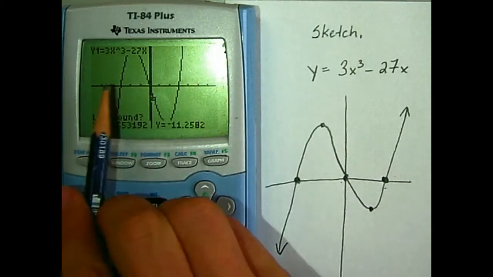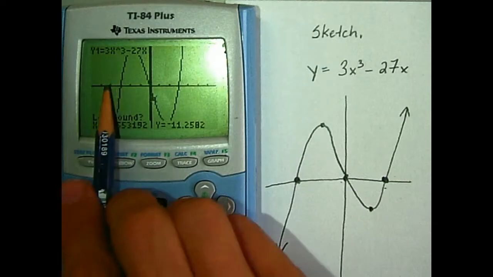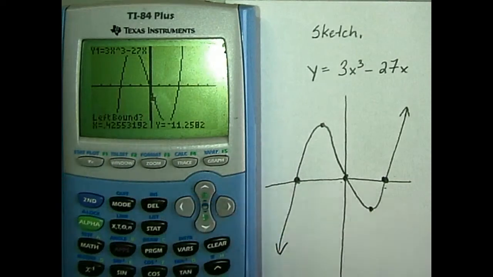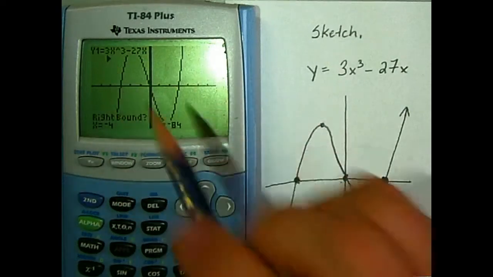So I'm going to set up my goalposts around the point that I want to see. My left bound is going to be anywhere out here, so I'm going to go to minus 4 for my left bound, because that was this spot. That's to the left of my point, so that's okay.